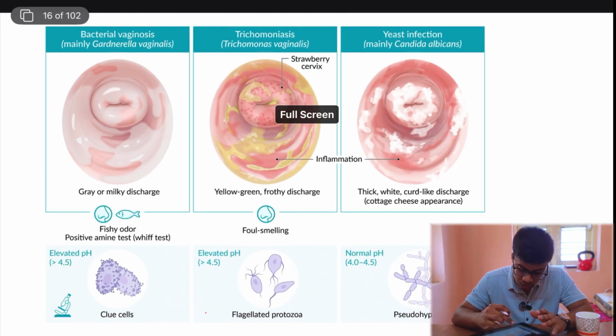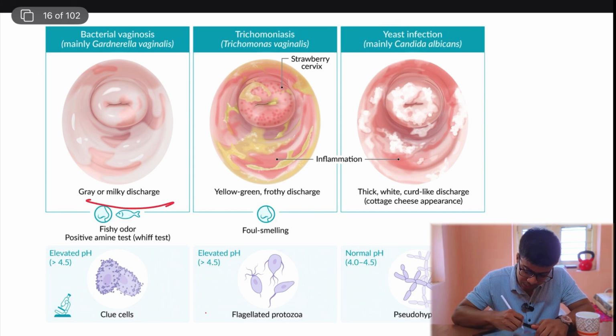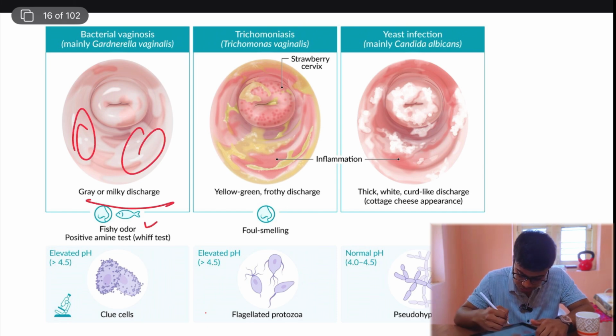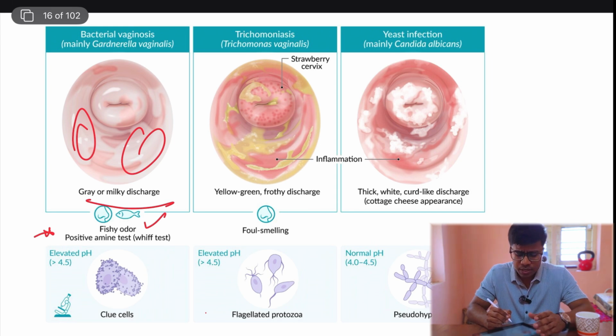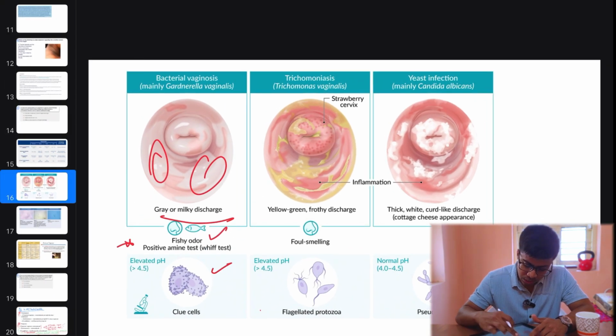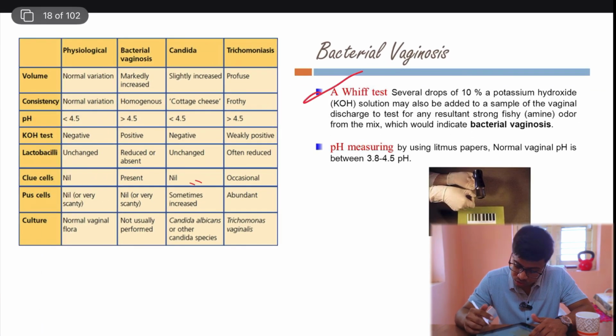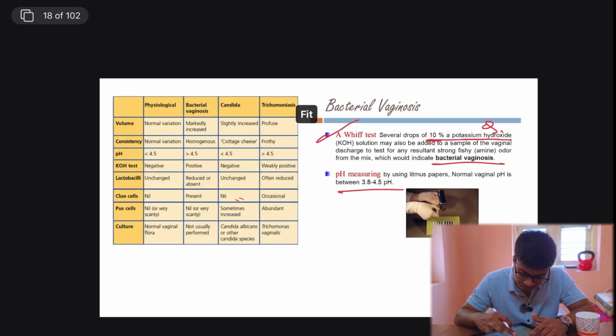Then coming to another slide, bacterial vaginosis, we will see gray or milky discharge. Fishy odor will be there. Positive amine test, the whip test, we have to perform here. What we do in this test is we take a discharge on a slide and put KOH, and a fishy odor will come due to amine. So positive amine test, that's why we do the whip test. One question can be asked on the whip test. You have to learn the 10% potassium hydroxide, this MCQ is asked, and pH you have to learn.